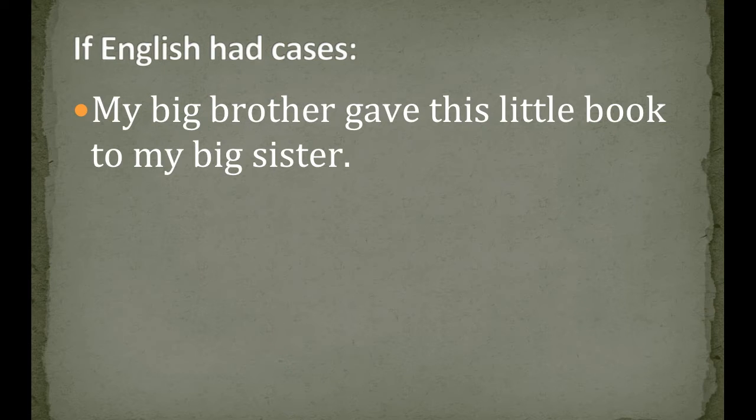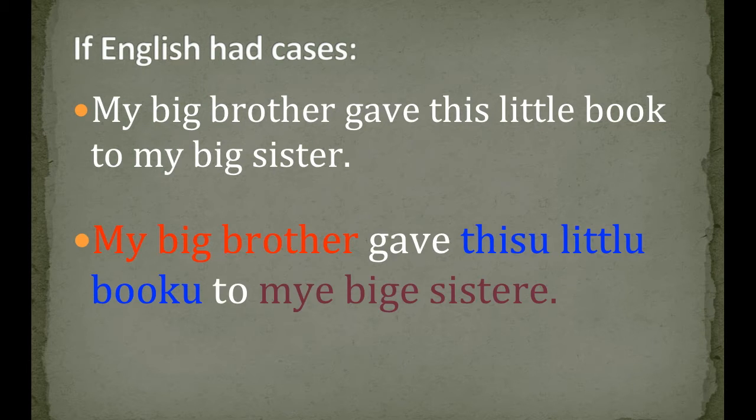So English doesn't have cases. We use word order and prepositions and articles to sort of get our meanings across. So if English had cases, though, it might kind of look something like this. So in this sentence, my brother gave this little book to my big sister. I put it in this imaginary made-up language with these made-up cases. Okay, so my big brother is in one case. This little, I'm not even going to try and pronounce it because it's just absolutely absurd. But these are all in different cases because something is being said about each of them in a different way.